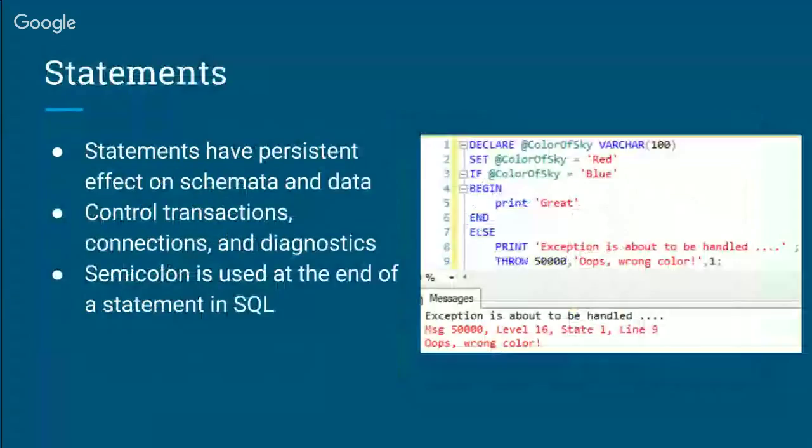Statements. Statements have a persistent effect on schemata and data. They control transactions, connections, and diagnostics. A semicolon is used at the end of a statement in SQL.